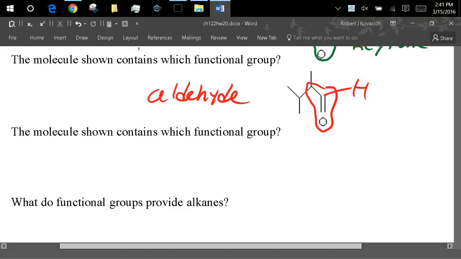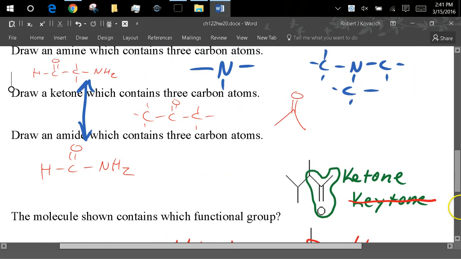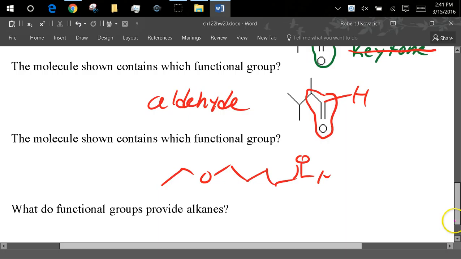Show a molecule that contains a functional group. Okay. What's that?